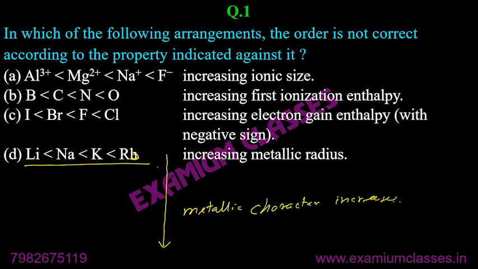These things are interrelated. So lithium, sodium, potassium, rubidium, cesium, francium, in this order, the metallic character increases. There is no exception here. Correct statement, hence not the answer. Only B is wrong. That's why B is the answer.